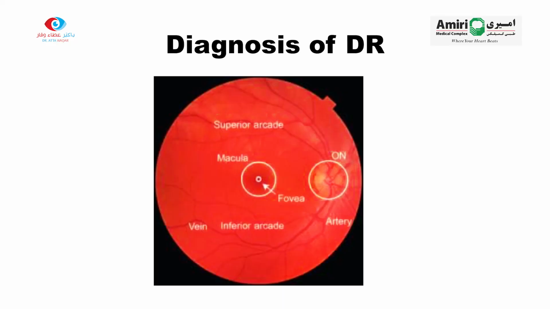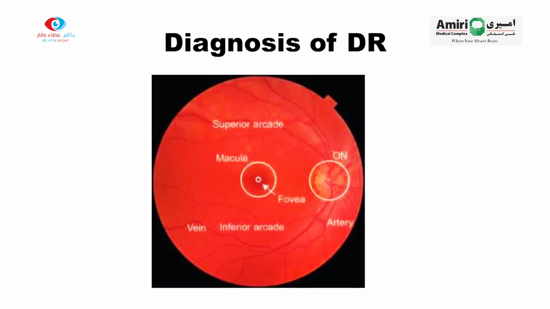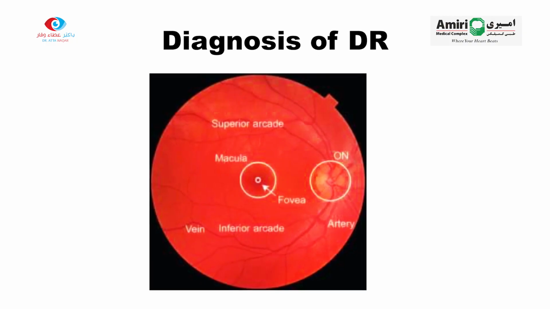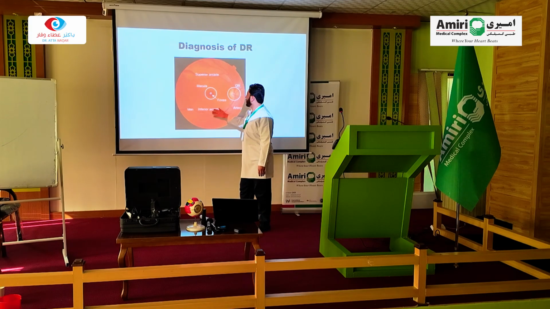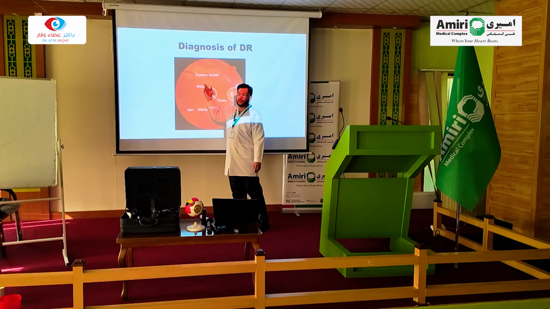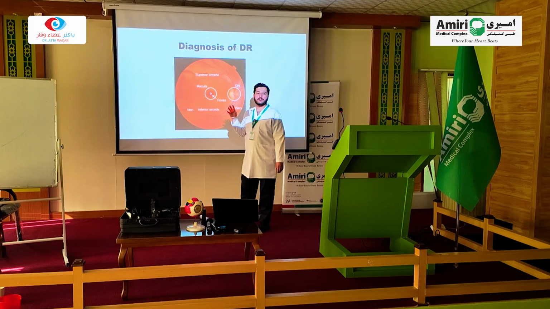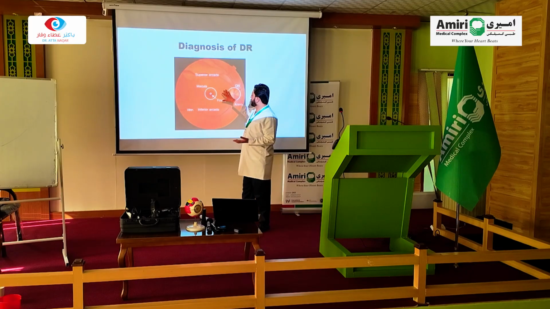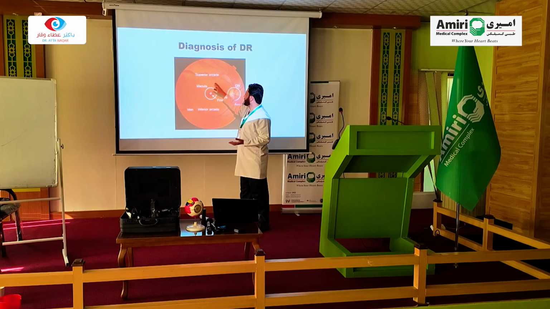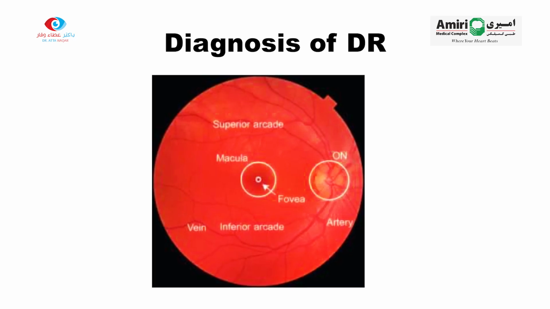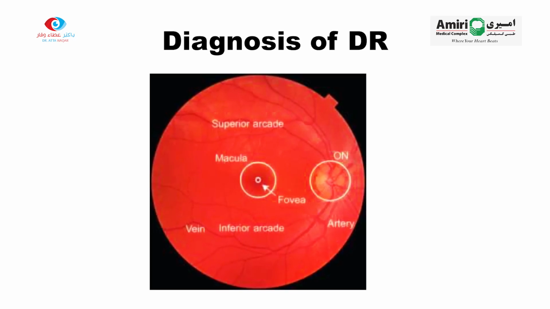Okay, this is a normal fundus. We have the optic nerve. This is the macula. This area is so important for us in diabetic patients, and we have to save this area at every price, because 90% of vision comes from here. This whole area is called the macula, and this is the fovea, and the small one is the foveola.